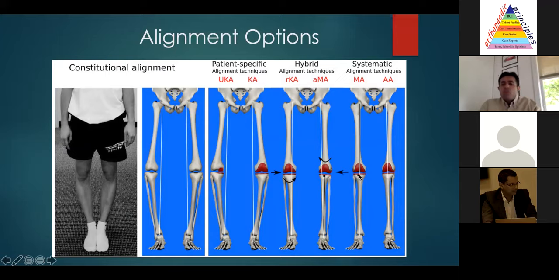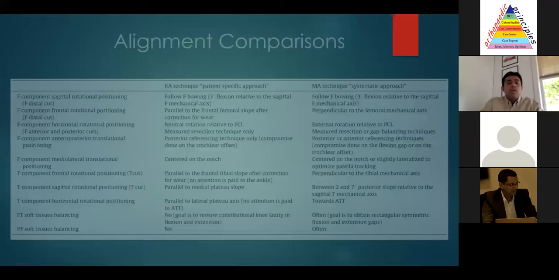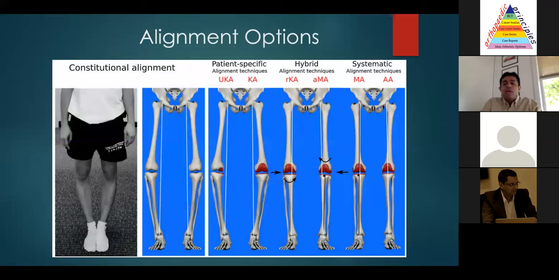mechanical axis, which is drawn from the center of the femoral head all the way down to the center of the ankle. You also have this concept of adjusted anatomic, which is the old anatomic concept, in which patients have a little bit of valgus at their joint line. Then you go on to the hybrid alignment techniques, in which you have adjusted mechanical, in which you're making some adjustments in the mechanical axis and keeping the joint line in a little bit of varus, or you're using restricted kinematic principles, again, keeping them in a little bit of varus.